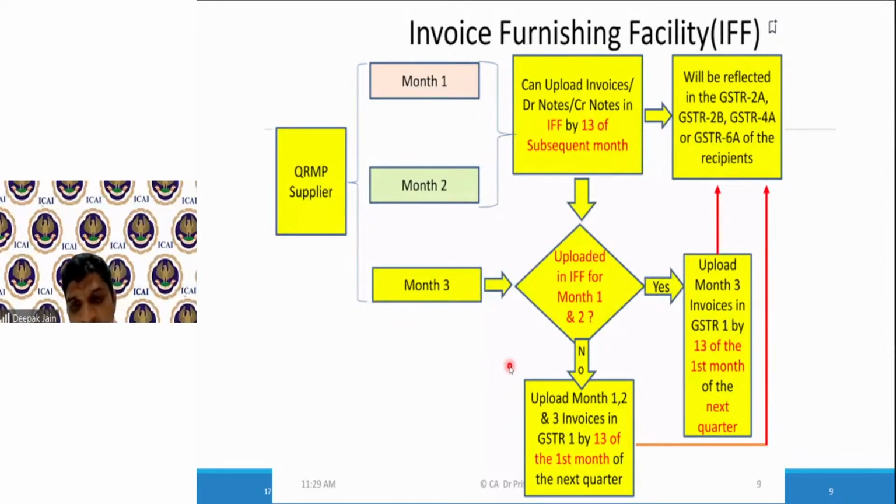Hemlata, right. Debit notes for January, invoices for January will be uploaded in IFF by the 13th. Correct.